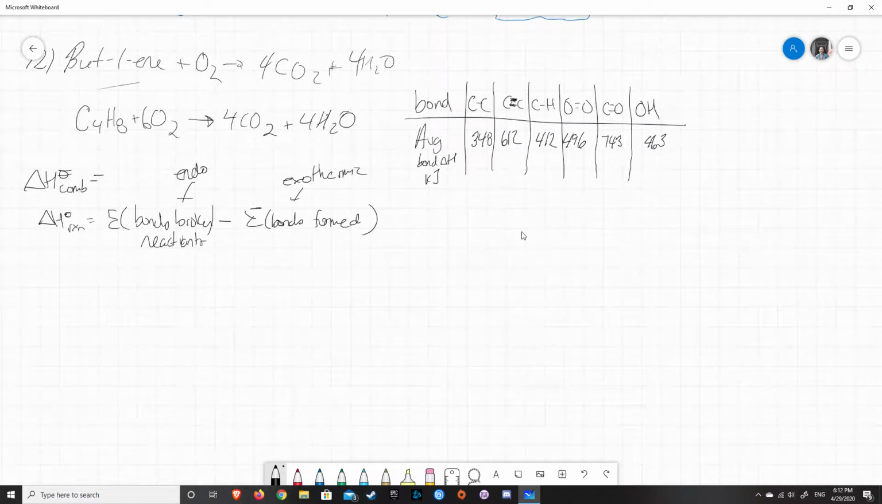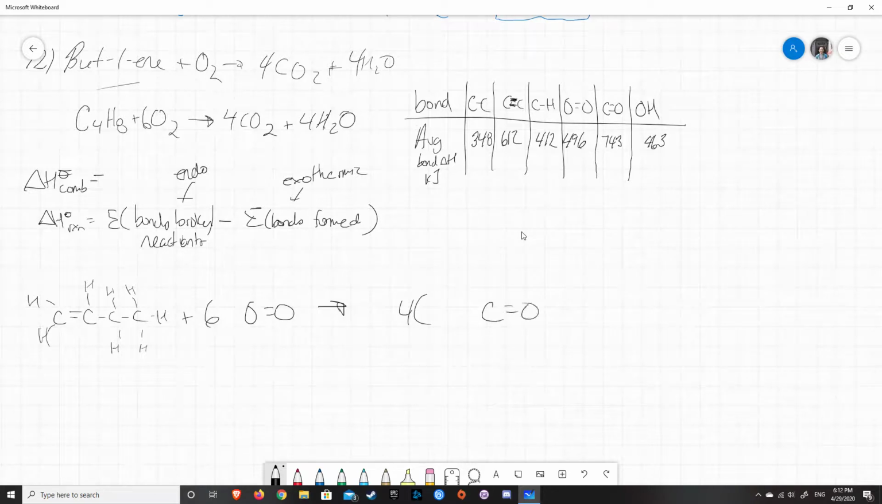So if we draw out but-1-ene, meth, eth, prop, but, 1, and then draw all of our hydrogens in there. To double check your answer, make sure carbon has 4 bonds everywhere: 1, 2, 3, 4, we're good, and so on. So carbon's got all the bonds. Plus 6 oxygens reacts to form 4 CO2 plus 4 H2O.